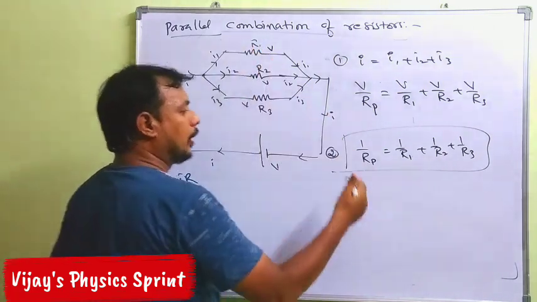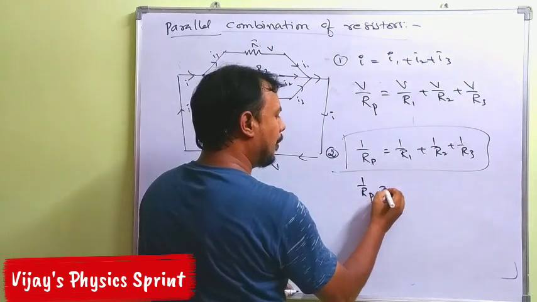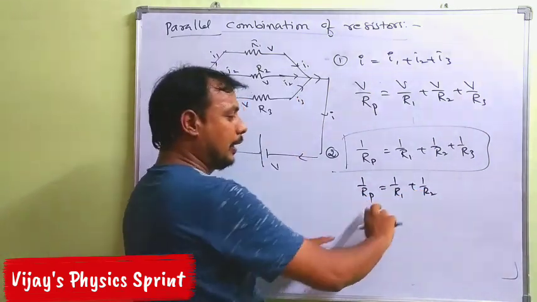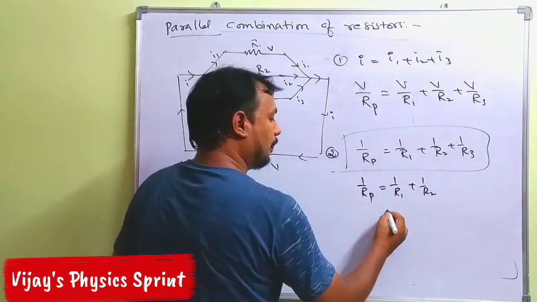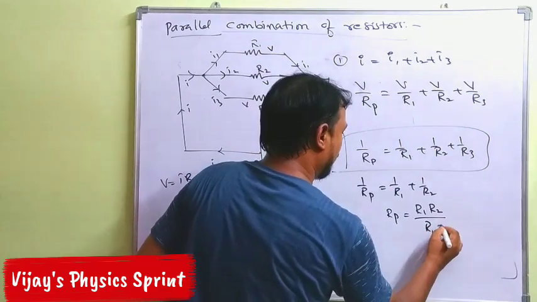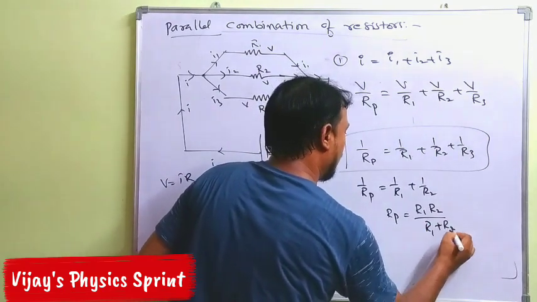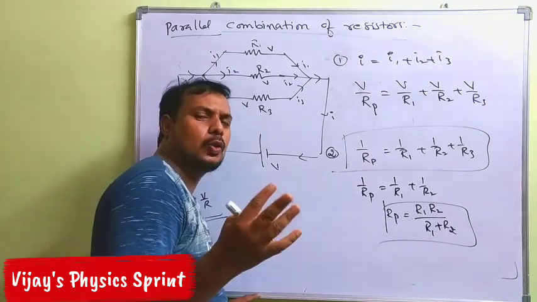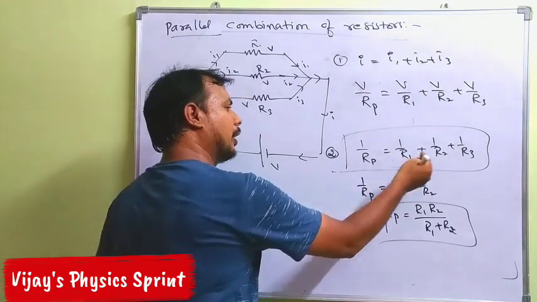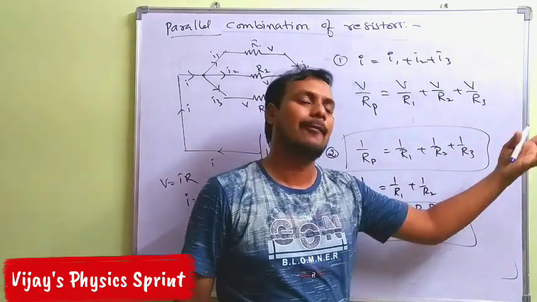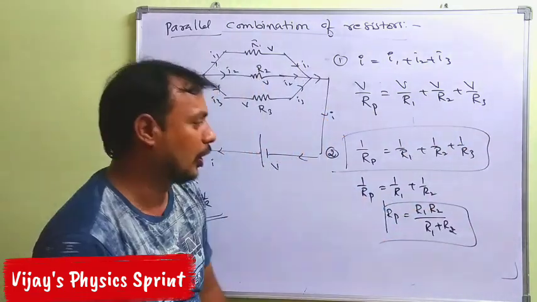If it is only two resistors, then 1 by Rp equal to 1 by R1 plus 1 by R2. Taking LCM and inversion, Rp becomes R1 R2 by R1 plus R2. This is for two resistors. If three or more are given, just use this value: 1 by R1 plus 1 by R2 plus 1 by R3, fourth is 1 by R4, and take the calculation.